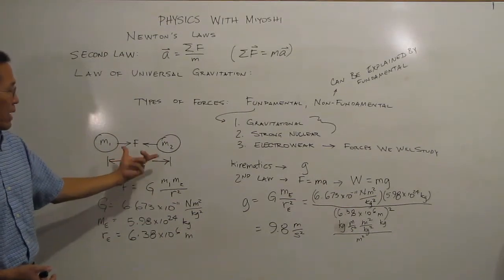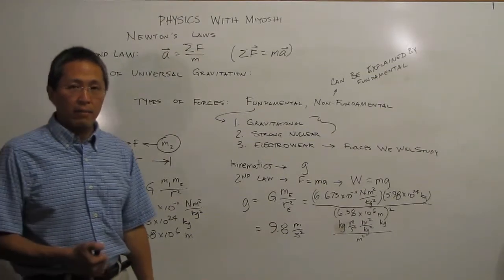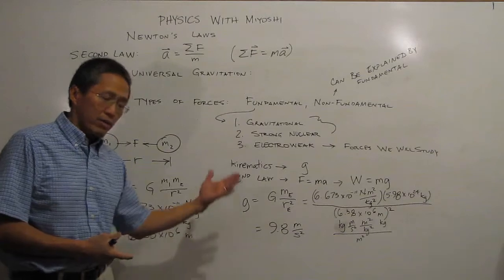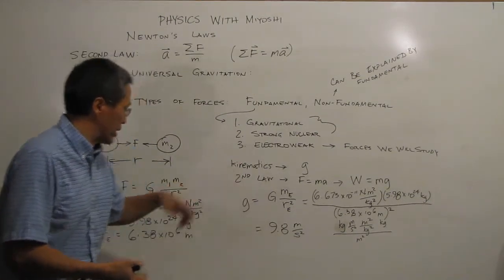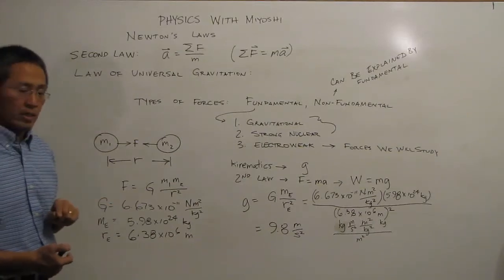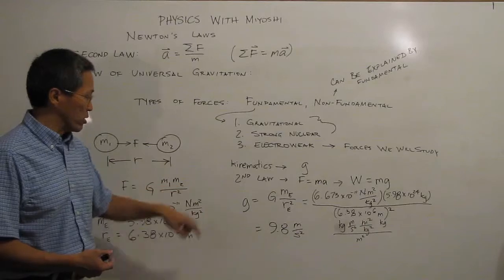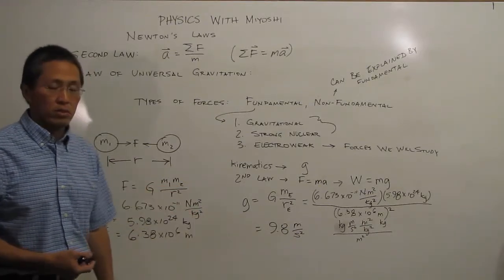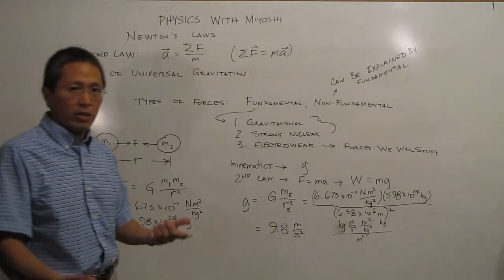About 100 years after Newton made this law, a man named Henry Cavendish measured the gravitational constant, and he came up with something like 6.67 times 10 to the negative 11th. And the units are newtons times meters squared per kilogram squared. Okay, well, how does that really affect us?